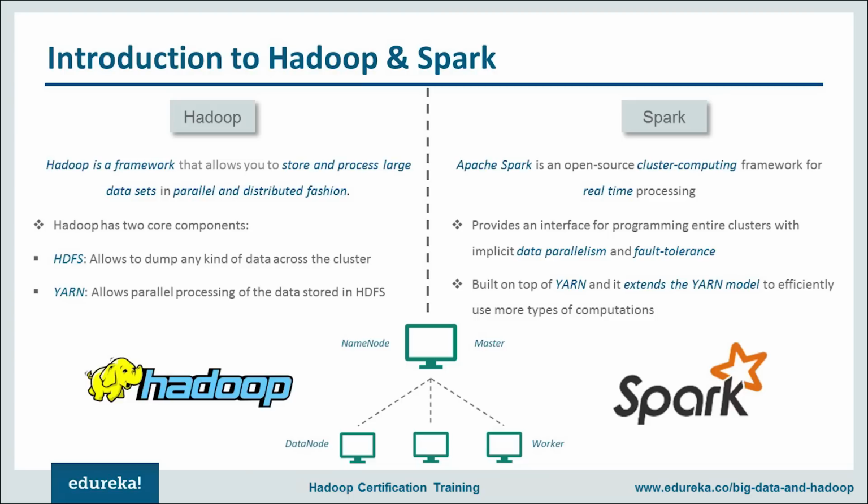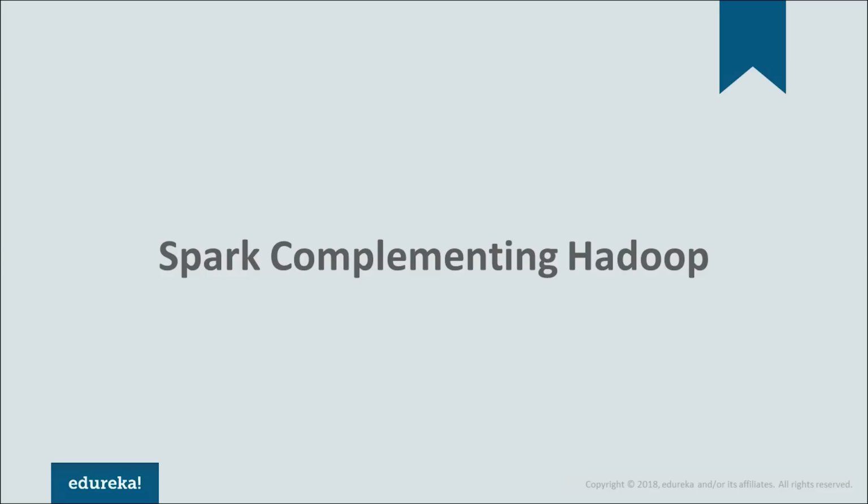And if you see the topology of Hadoop and Spark, both of them have the same topology, which is a master-slave topology. In Hadoop, in terms of HDFS, the master node is known as the NameNode, and the slave nodes are known as DataNodes. And in Spark, the master is known as master and the slaves are known as workers. So these are basically daemons. This is a brief introduction to Hadoop and Spark, and now let's take a look at Spark complementing Hadoop.